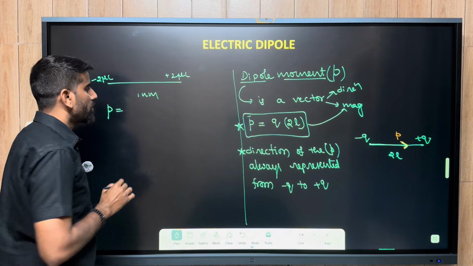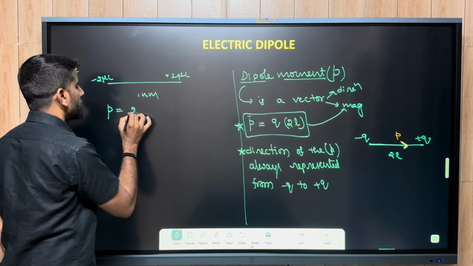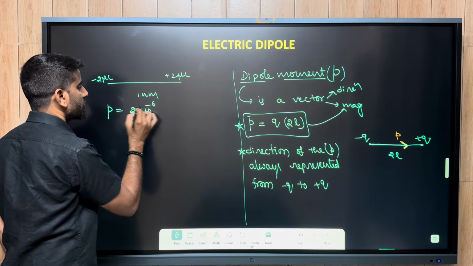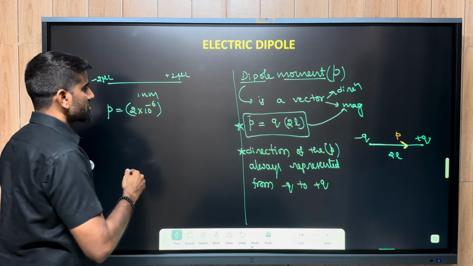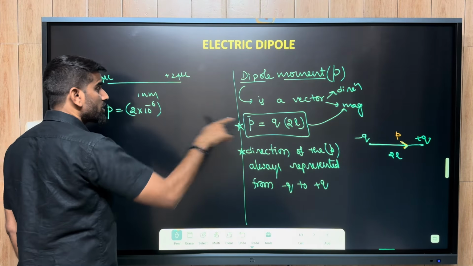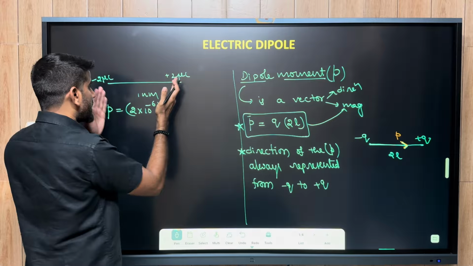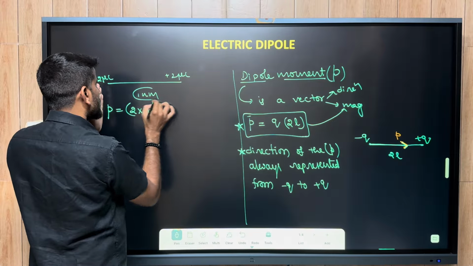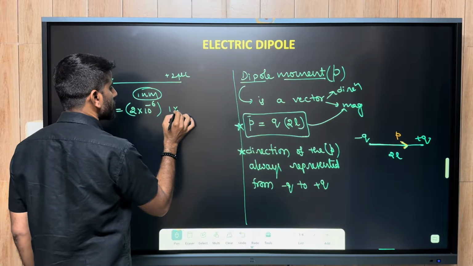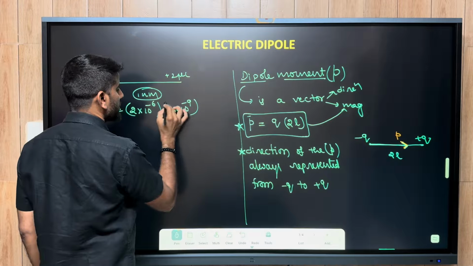Dipole moment is equal to one of the charges, 2 microcoulombs means 2 into 10 to the power minus 6 coulombs, into the separation between the two charges, which is 2l. 2l is nothing but 1 nanometer. You don't need to multiply with 2 because this entire length is given as 1 nanometer. That means 2l is directly given as 1 nanometer. So 1 into nano, in the sense 10 to the power minus 9 meters.